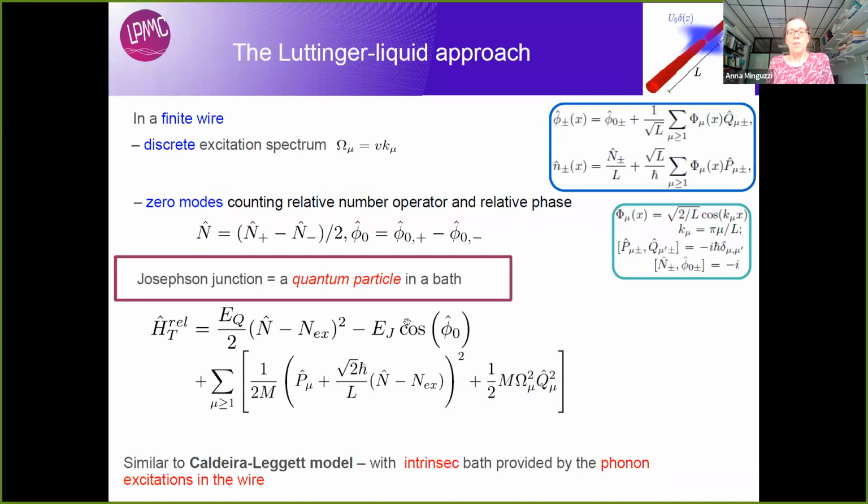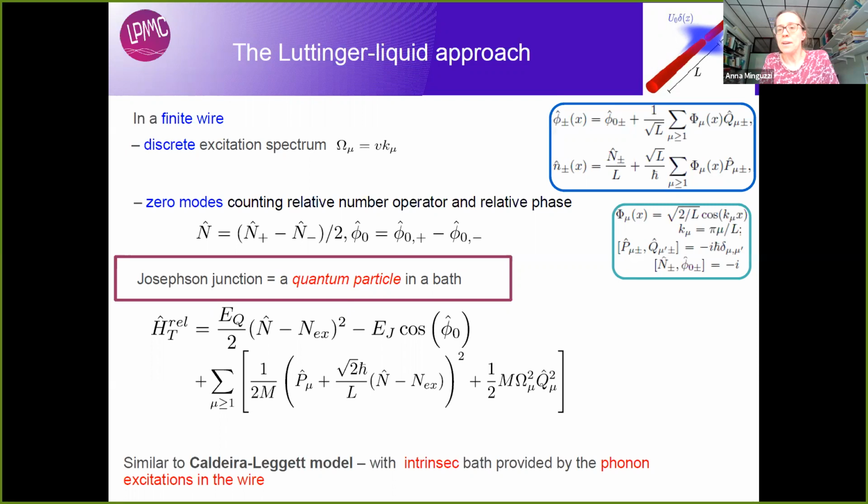Okay, so then we specifically developed the Luttinger liquid approach for the case of a finite wire. That means the excitation spectrum in each wire is discrete. And in particular, then we can expand in modes each operator for phase or density fluctuations. And we separate out the so-called zero mode, the one at lowest energy. And we have then a set of higher excited modes. And in particular, the physical meaning of these zero modes is the modes that count number and global phase.